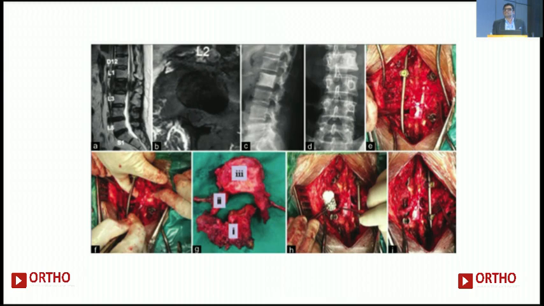What happens is these surgeries are very high-end surgeries, and although they look very fancy and you want to feel that you're doing a very good job, almost always there are two problems that happen. By the time these patients actually come to you, the tumor is already pressing on the cord.